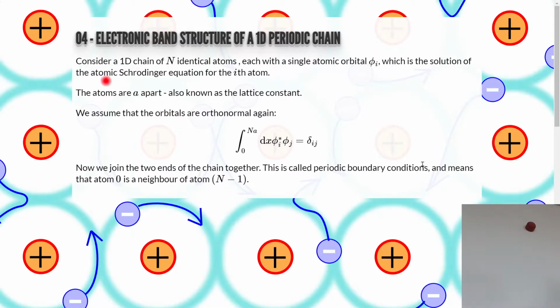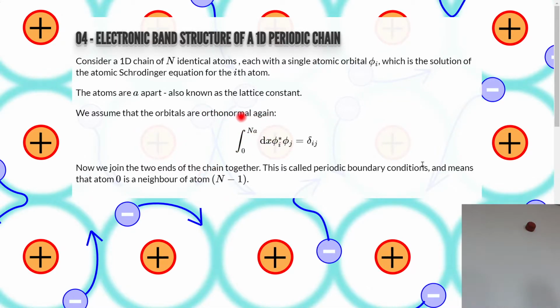And the atoms, they're all going to be equally spaced apart, and I'll refer to this later on as a lattice constant. The lattice constant is the repeating unit. So if there's an atom every A, that means every A I've got the same thing going on again and again and again. So it's the unit of repetition. It's just a bit of language. And we're going to do the same things we did last week.